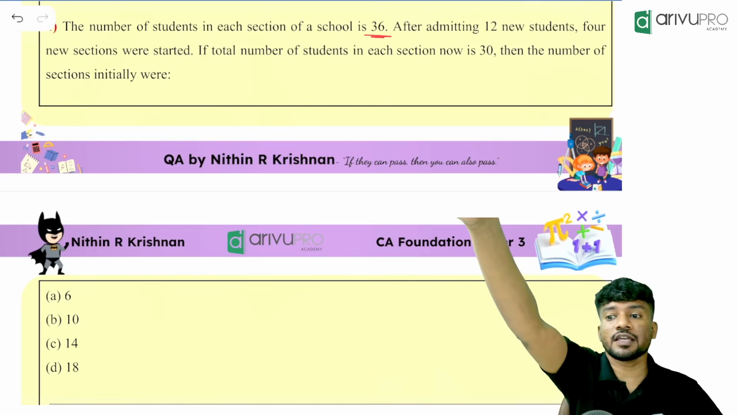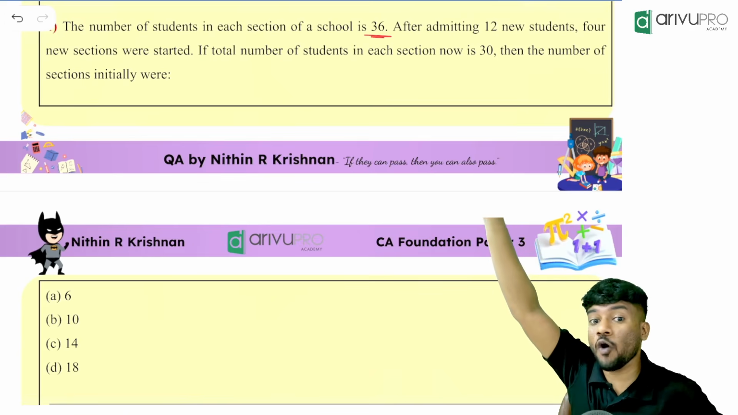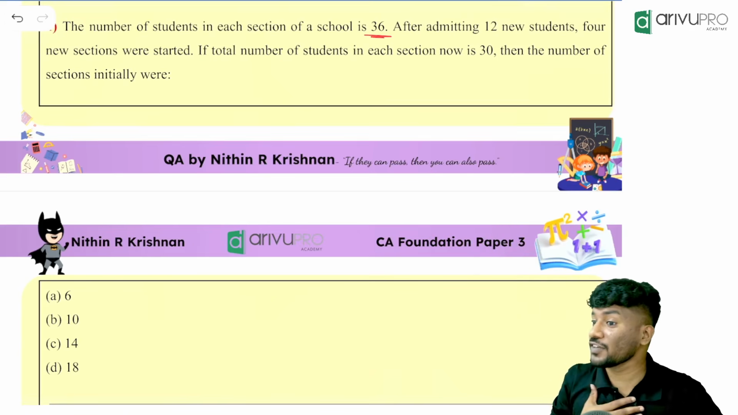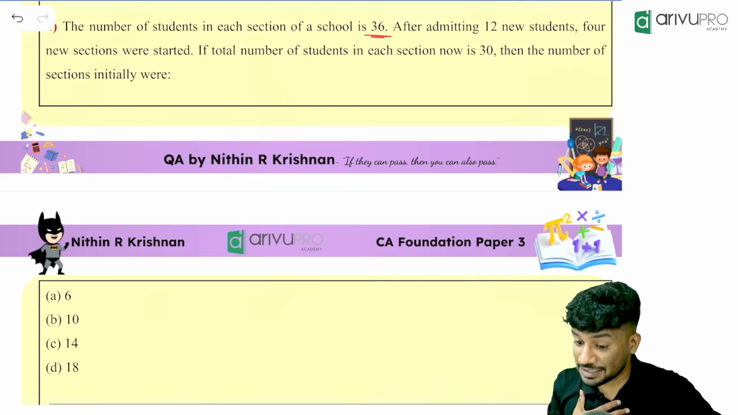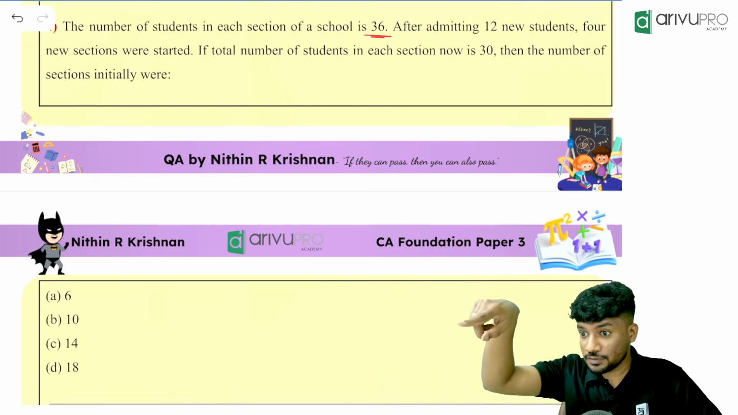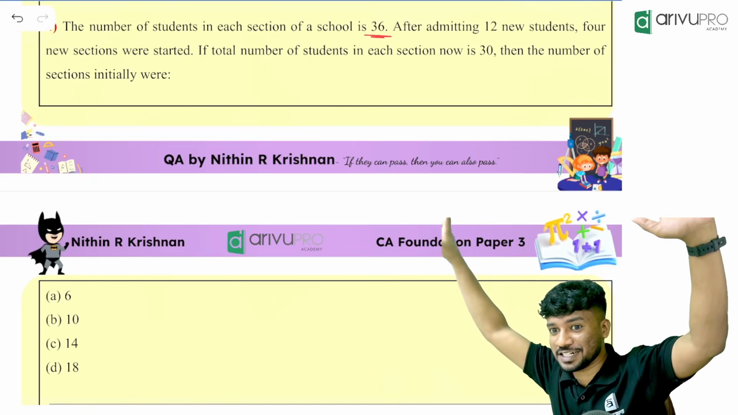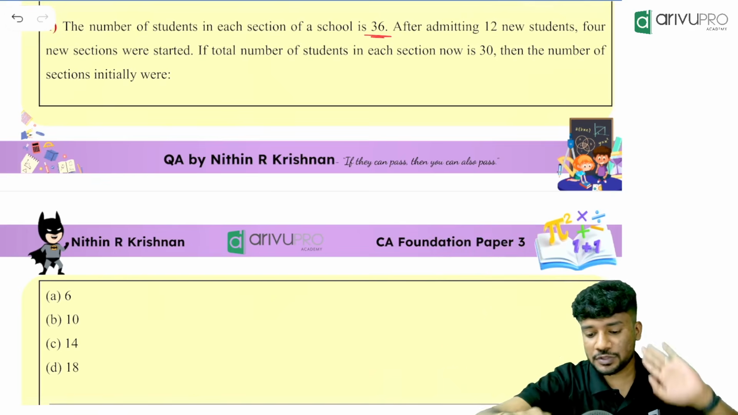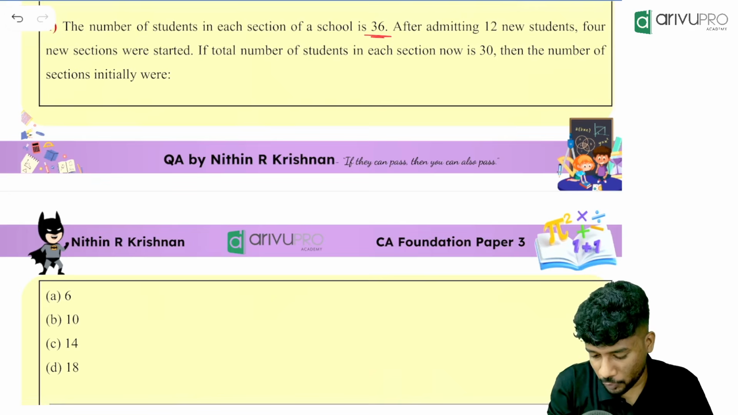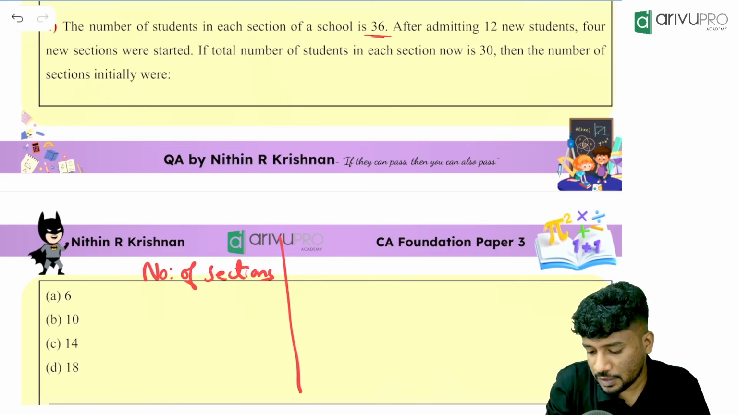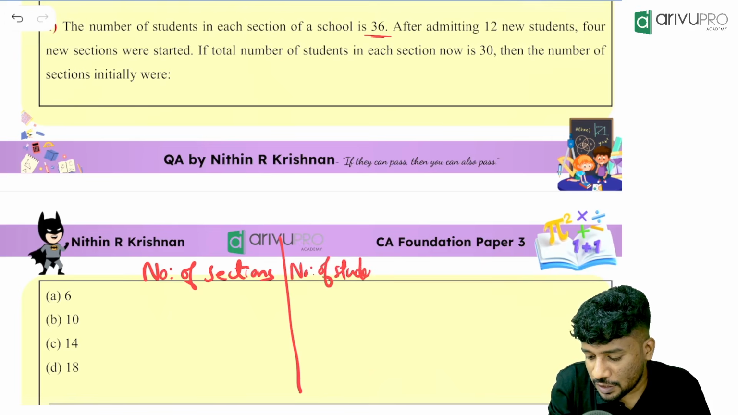What are we finding here? Initially how many sections were there is something we are finding. Correct? That means can I call that as X? What did we learn in our 6th standard? Whoever we don't know, we will call that X. Okay. Now I am going to write number of sections. Then number of students in each section.